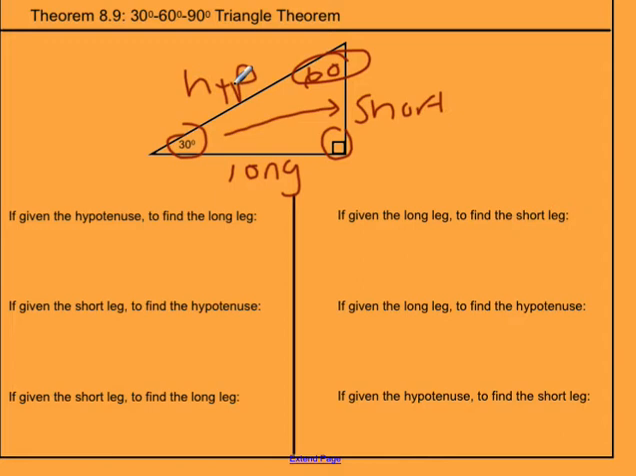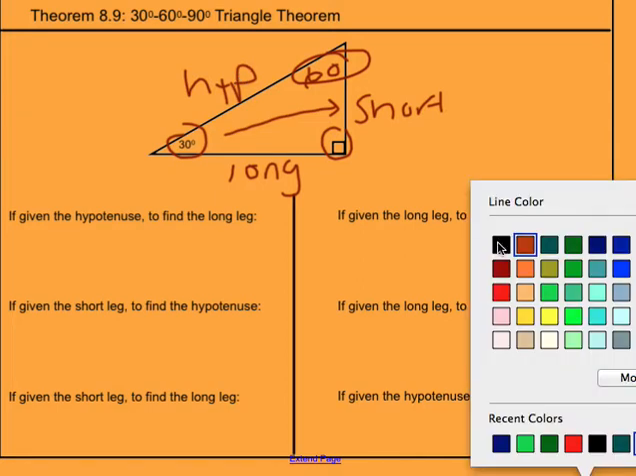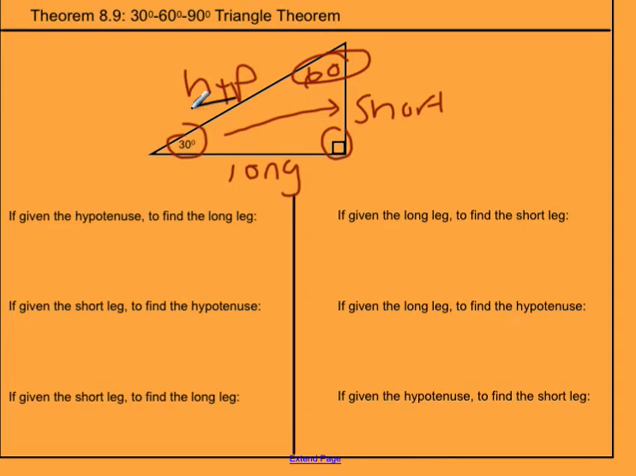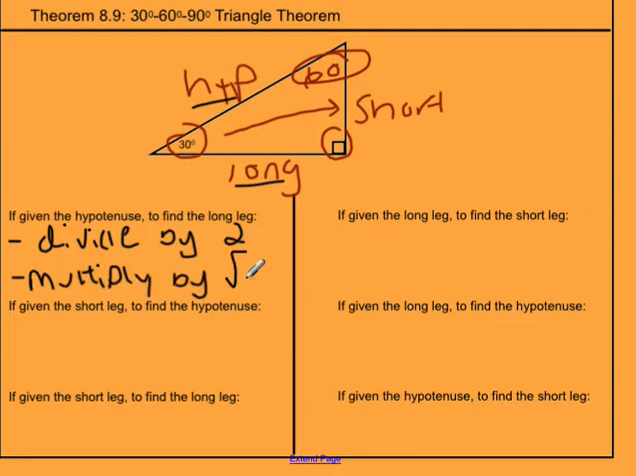So next, what we can do is we can fill out our rules. So given the hypotenuse to find the long leg, so if you were given the value of the hypotenuse here, in order to find the long leg, so the one sitting across from the 60-degree angle, there's 2 steps. The first thing you're going to do is you're going to divide the hypotenuse you're given by 2. So whatever it is, you're going to take it and you're going to divide it by 2. Then you're going to take whatever answer you get and you're going to multiply your answer by the square root of 3.